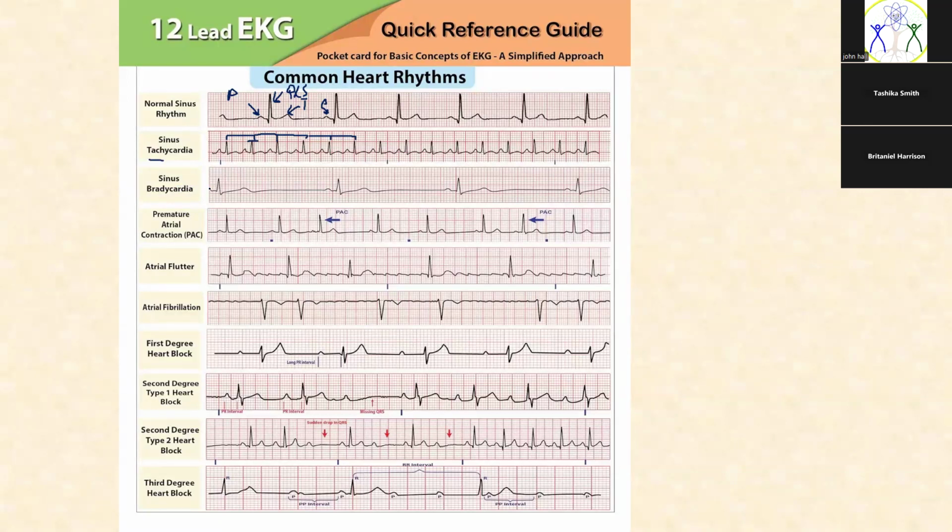Now, if the opposite happens and the refractory period is much longer than it should be, that means your heart rate is very slow. This is called bradycardia, right? So tachy, as in tachyon, means very fast. Brady means slow.